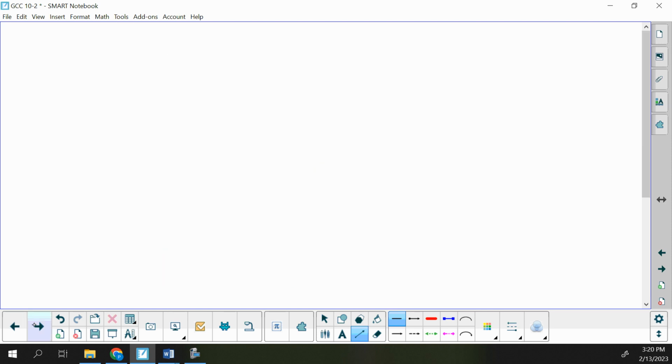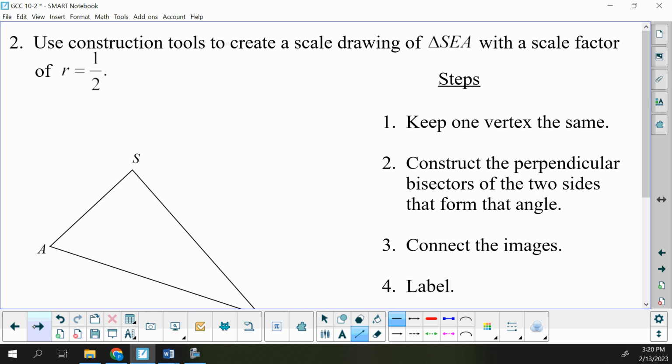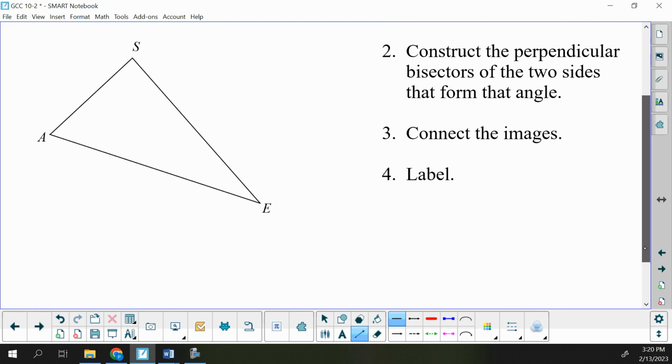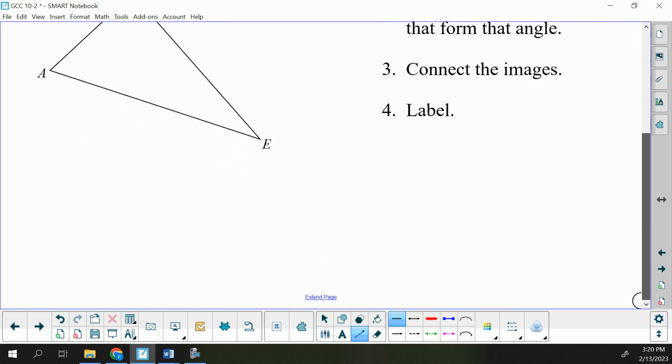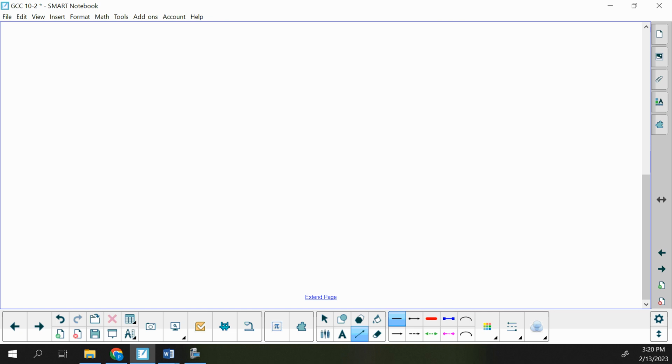If we go to the next page, page 12, we're given an original triangle. We want to do a scale factor of 1/2, so all the sides should be half of what they currently are. The first thing we're going to do is copy one of the angles. I'm going to copy angle A again. Just draw some segment. We'll label this A prime.